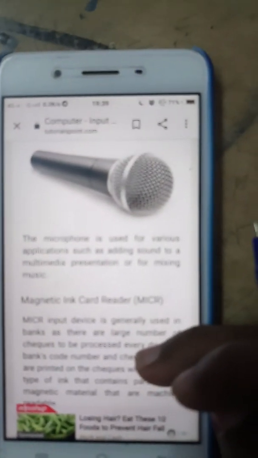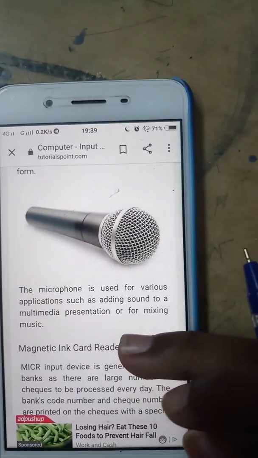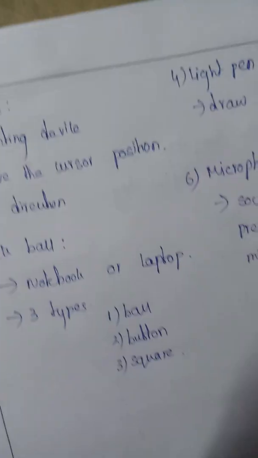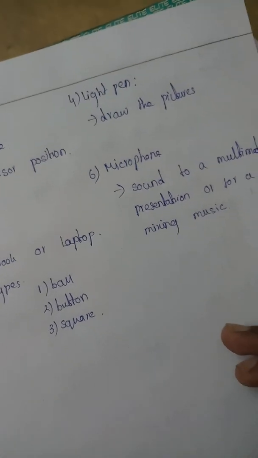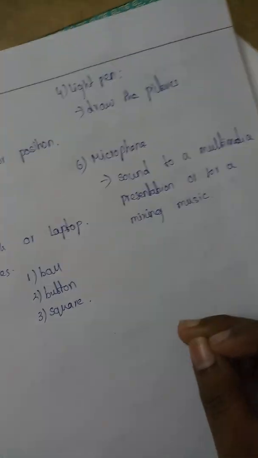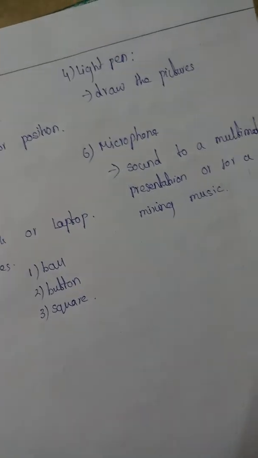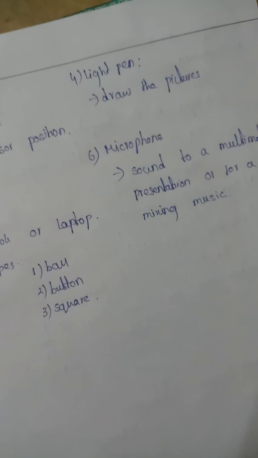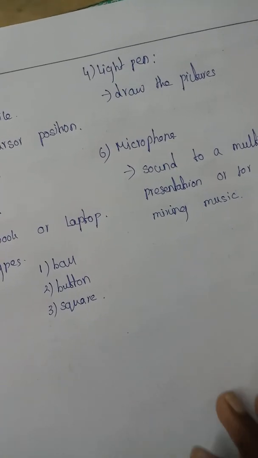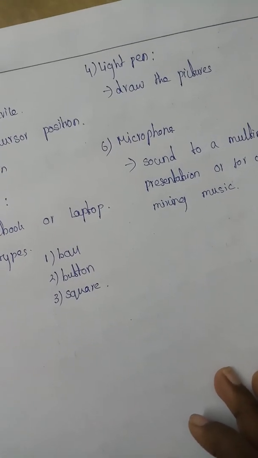This is the image for a mic. It is inserted in a laptop or computer in very small size. What is the use of a microphone? It is used to add sound to a multimedia presentation or for mixing music.